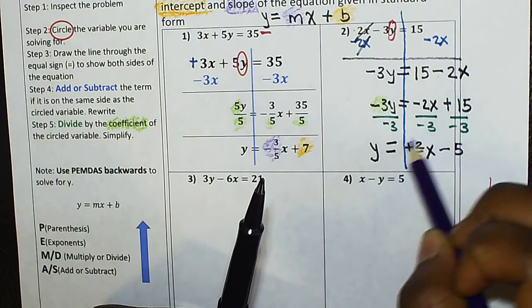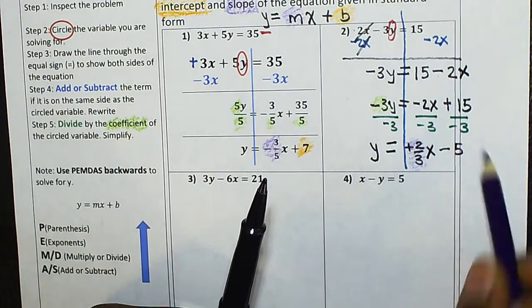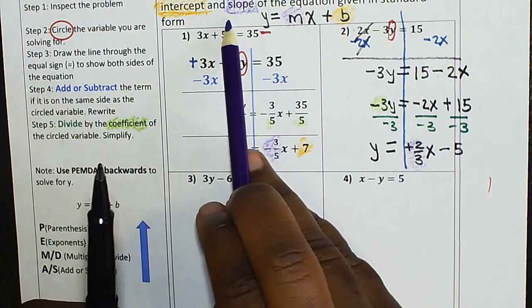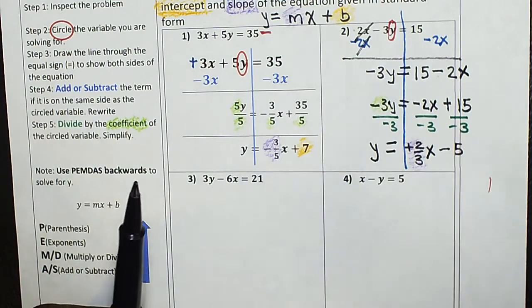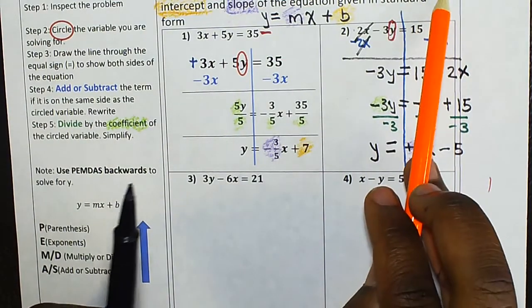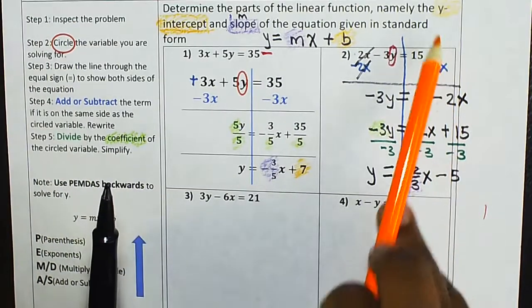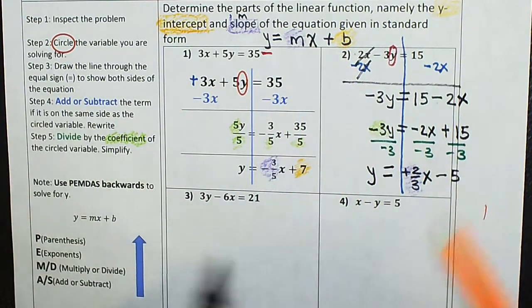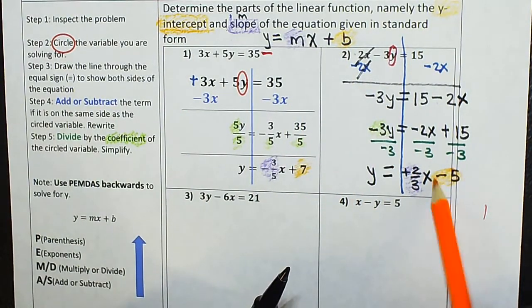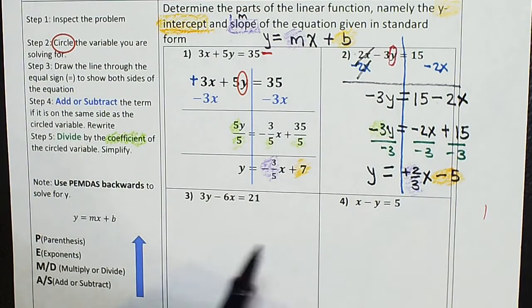Now our slope, the number that's in front of x, slope, and our y-intercept is going to be the b. This time it is negative 5.